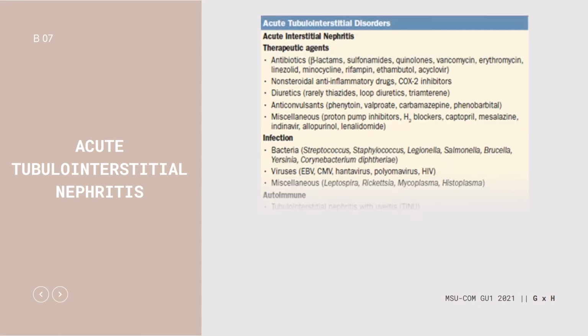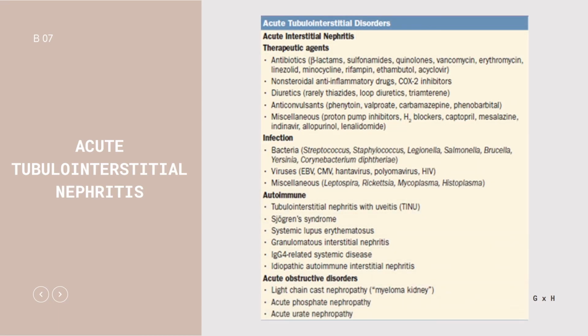So for the first category of tubulointerstitial disorders, we have acute tubulointerstitial nephritis, which defines a pattern of renal injury that is usually associated with a deterioration in renal function characterized by inflammation and edema of the renal interstitium. It is most often caused by medication, hence the subtype allergic interstitial nephritis, but it can also be caused by an infection or by an autoimmune syndrome.